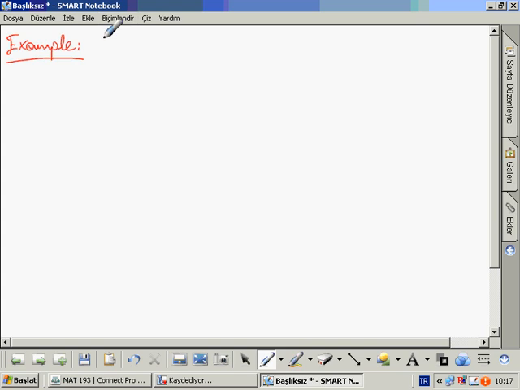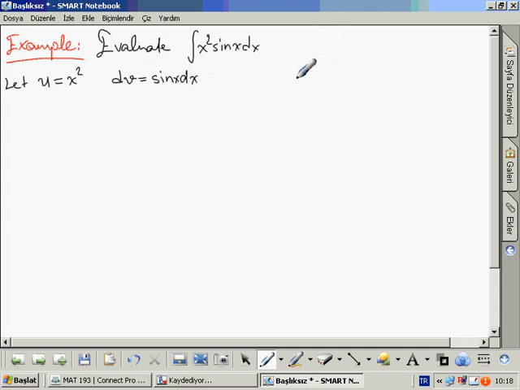Example: evaluate the integral of x squared sin x ∂x. Let u equal x squared, and ∂v equal sin x ∂x.